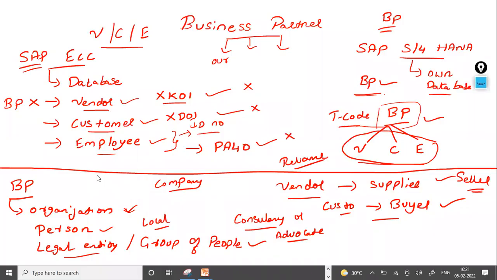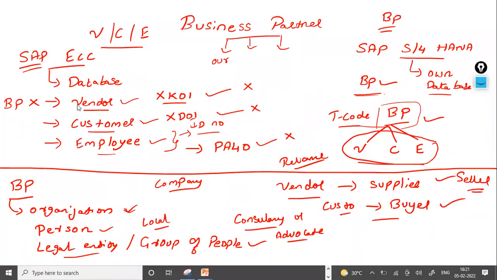Okay. It can be considered as a category also in BP, but we don't consider it as a category in SAP. We consider it as a type of BP. Can we consider board members as legal entity? Yes, we can consider board member as an entity. Vendor, customer, employee: yes, vendor, customer, employee is under BP. Under BP, you have vendor, customer, and employee.